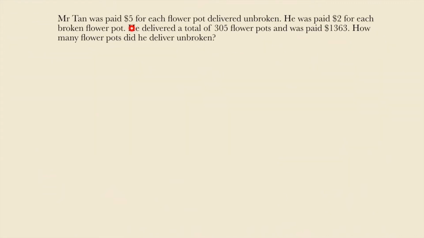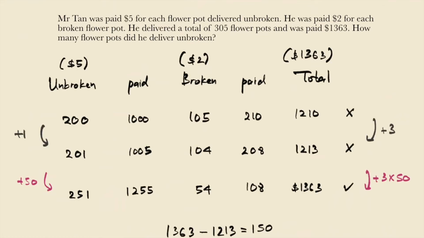Mr. Tan paid $5 for each pot delivered unbroken. He was paid $2 for each broken flower pot. So he delivered a total of 305 and was paid this. So unbroken, 5 each. Broken, 2 each. We're looking for 1363. So total of 305. Let's guess a nice number here. 200 and 105. That's too little money.